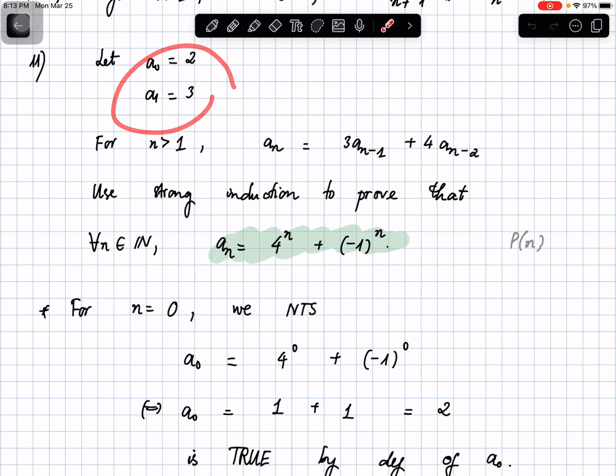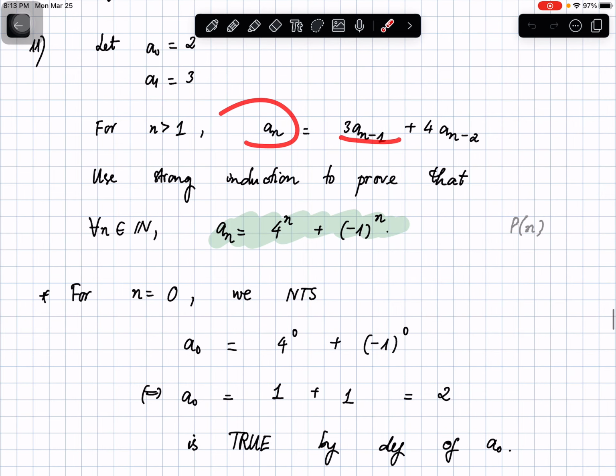Let a0 be 2, a1 be 3. For n greater than 1, we define an to be 3 times a(n-1) plus 4 times a(n-2). Okay, for example, a2 would be defined by 3 times a1 plus 4 times a0.